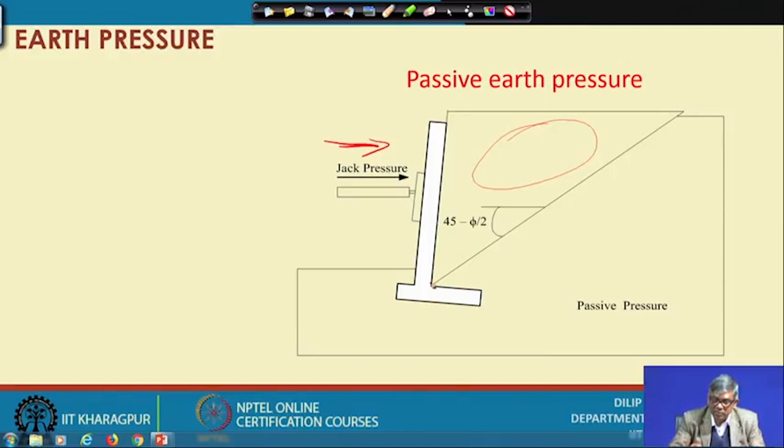You can draw a line from here, 45 degrees minus phi by 2 with the horizontal, and then this zone is actually the passive zone. This soil will only move along with the wall, as you can see. Because of this, since the wall is moving in this direction, the pressure on the wall will increase slowly, and at some time it will reach the maximum.